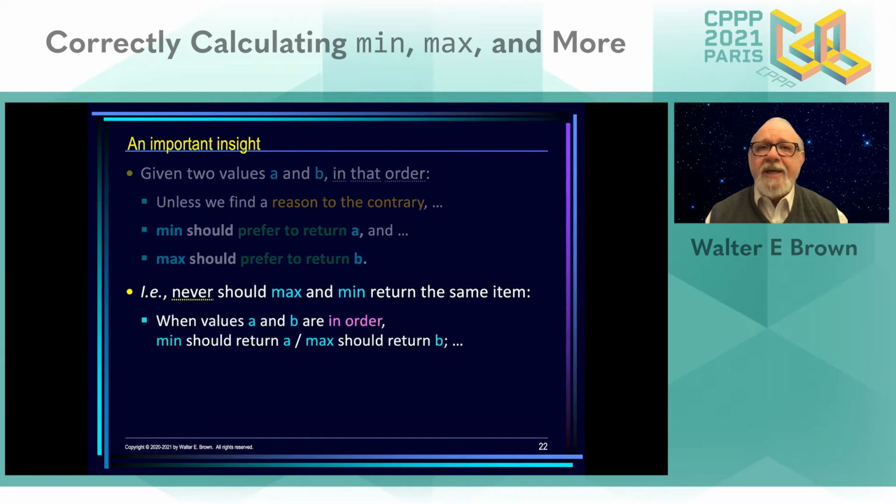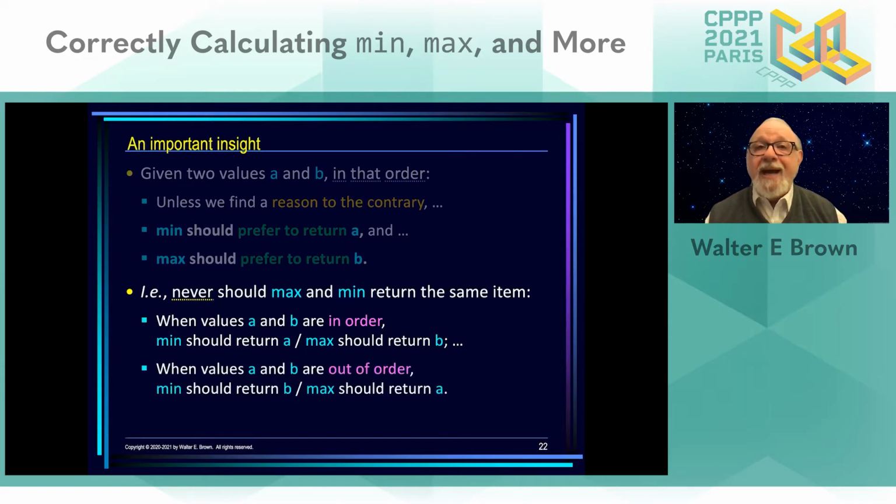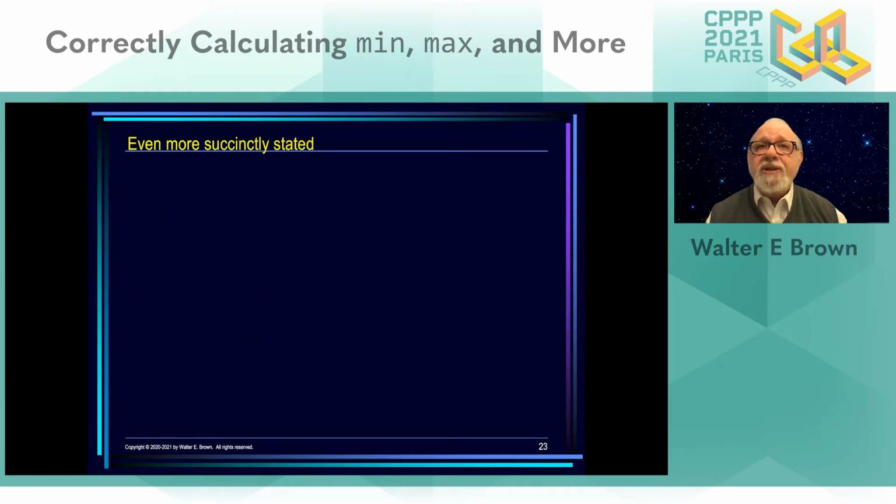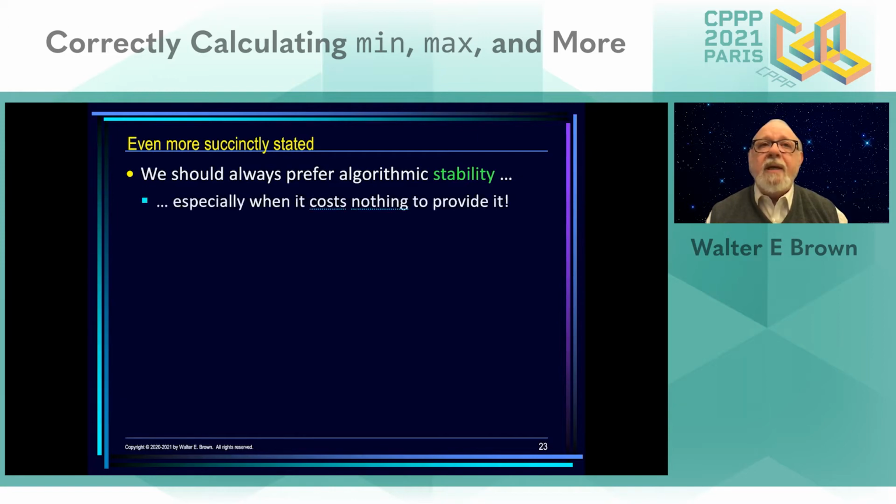When the values A and B are in order, min should return A and max should return B. And when values A and B are out of order, min should return B and max should return A. Now, we can say this even more succinctly by saying that we should always prefer algorithms that are stable, and particularly so when it costs us absolutely nothing to provide that stability.